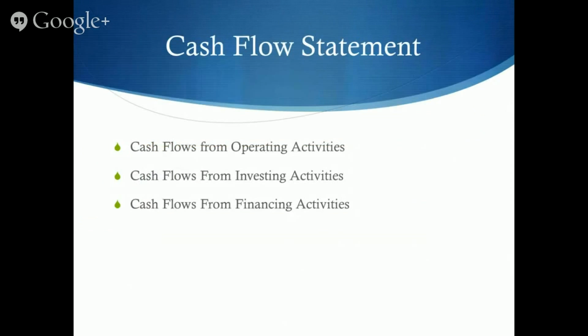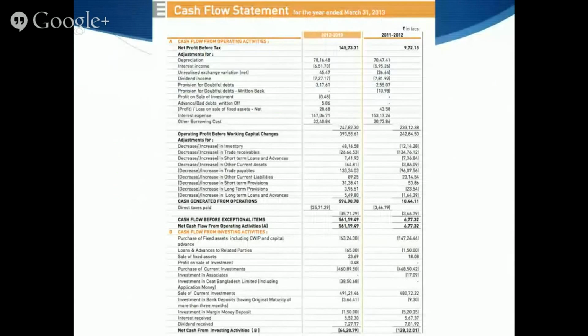Now we come to cash flow statement. Cash flow statement has three parts basically: cash flow from operating activities, cash flow from investing activities, and cash flow from financing activities. So, what is cash flow from operating activities?